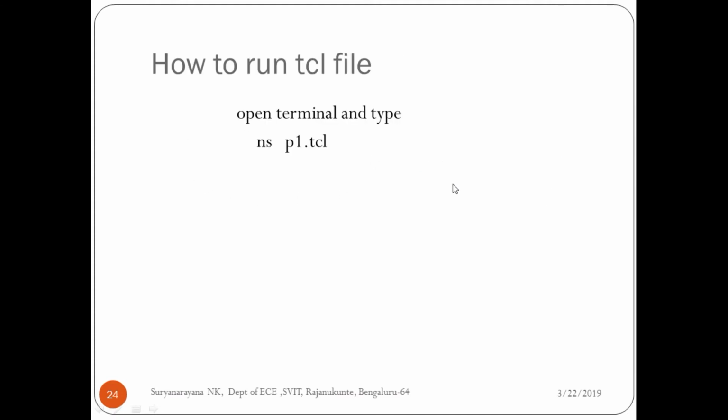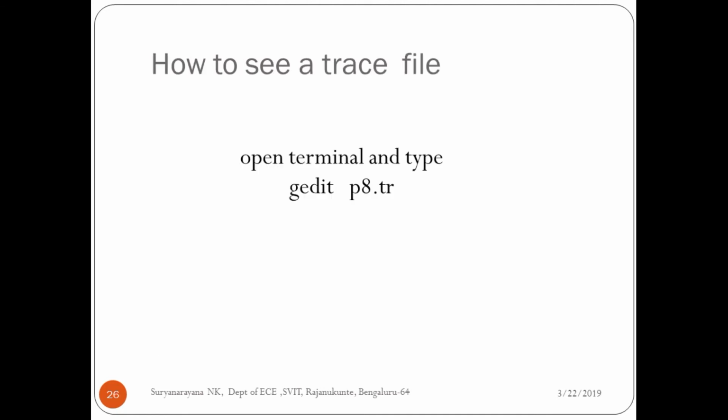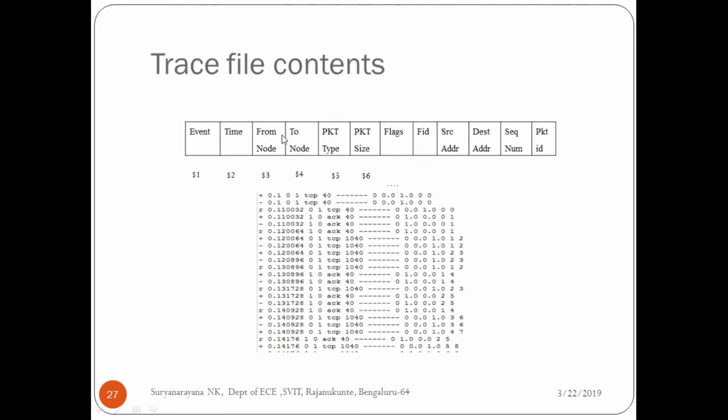How to run a TCL file? Go to terminal, type ns p8.tcl. If no errors are there, you will get the simulation result like this. How to see a trace file? In order to see the trace file, we have to open terminal and type gedit p8.tr. p8 is the name of the file, tr is the trace file extension. Various fields of the trace file are event, time, from node, to node, packet type and packet size, and other information.